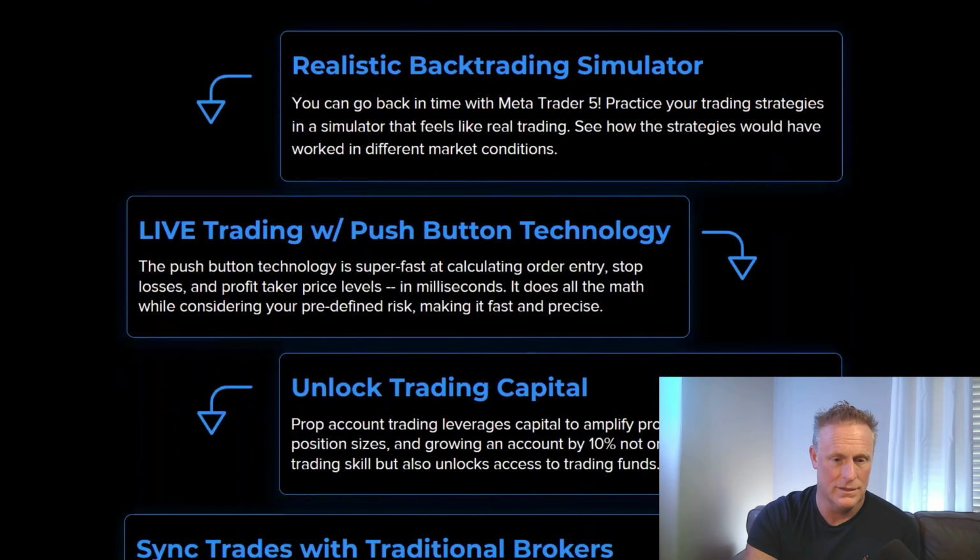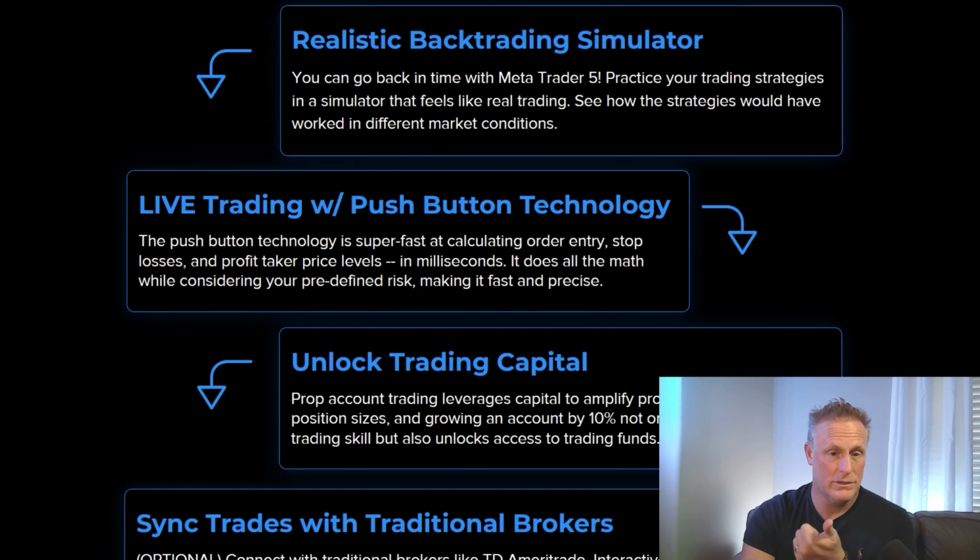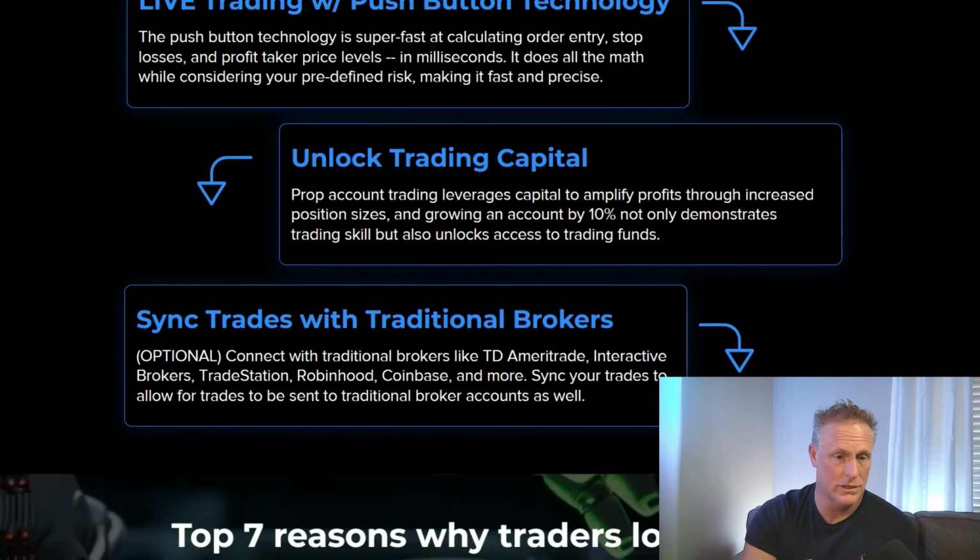And there's several benefits here that we've talked about: the back trading simulator, the live trading. You can unlock some trading capital, and then you can sync some trades with traditional brokers like TD Ameritrade, Interactive Brokers, TradeStation, Robinhood, Coinbase, and more. Fantastic. Yeah, and I can give you guys that URL, but it's pushbuttontrading.co.